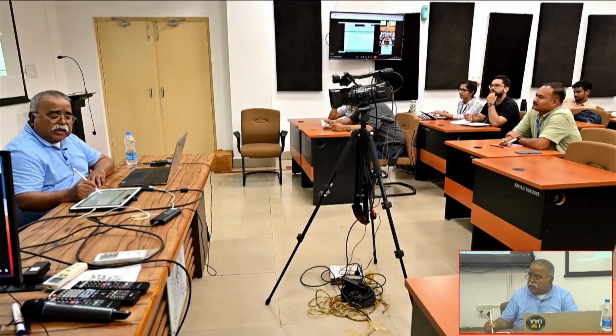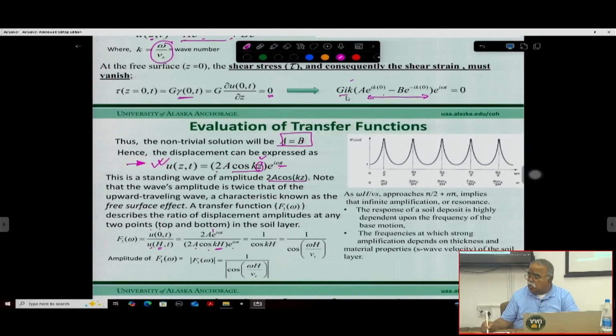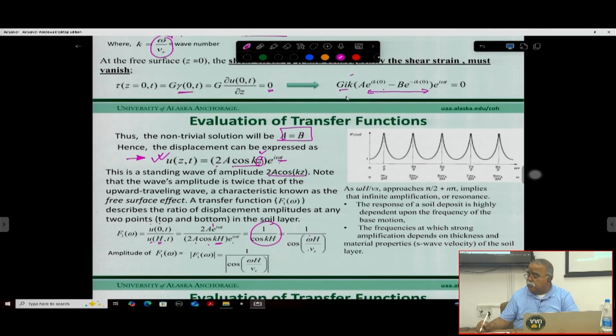If you cancel 2A and 2A, the only part remaining is 1 by cos kh. The k value is the wave number, which equals omega by vs, so it is cos of omega times h divided by vs. This amplitude of the wave will be the transfer function.